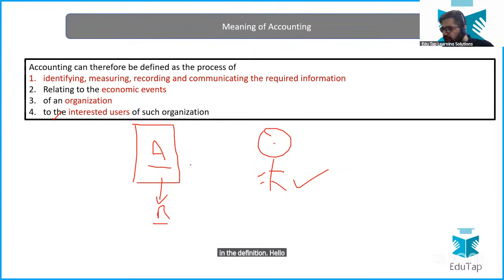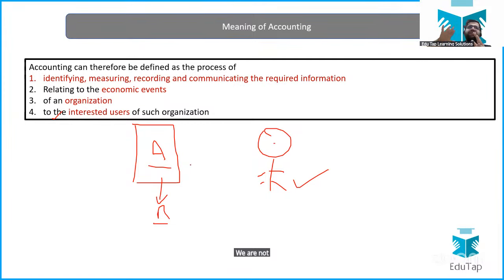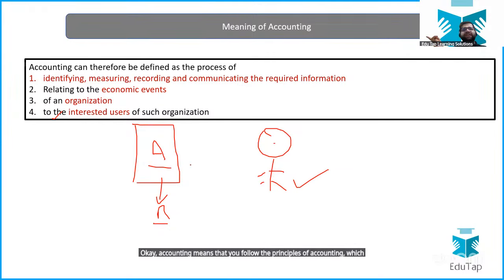Hello, everybody. Clear, all of you? In the chat, one person is asking if a new member is recruited, can it be recorded? No, it cannot be recorded. It will be used in HR, the human resource department. They will be making certain entries, but we are not concerned with how the HR department does it. HR will be writing, Ramesh has gone out and let's say Ram has come in. So this is not accounting. This is just writing things. Accounting means that you follow the principles of accounting, which I will tell you in the next class also.